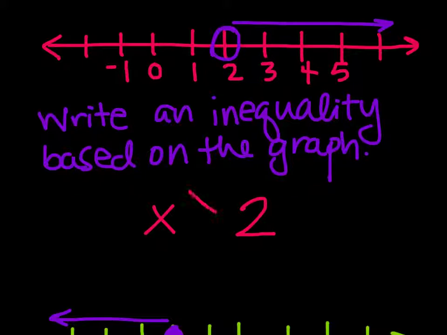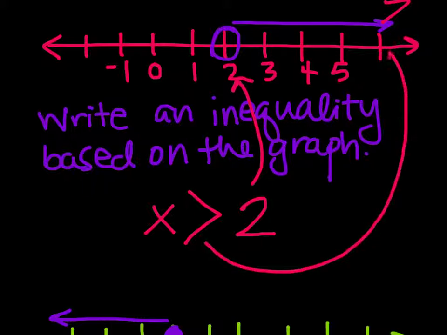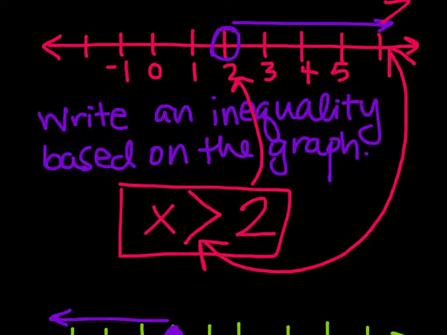So what we can do is we can then say x is greater than 2. I say greater than, and not less than, because there is no filled in circle. And also we have the little hint of, here is our arrow and it's going to the right. So here's our arrow going to the right. So x is greater than 2 is our final answer. Let's do another one.